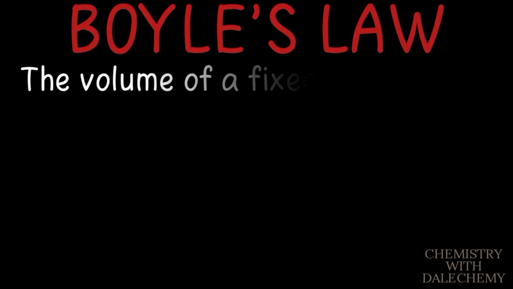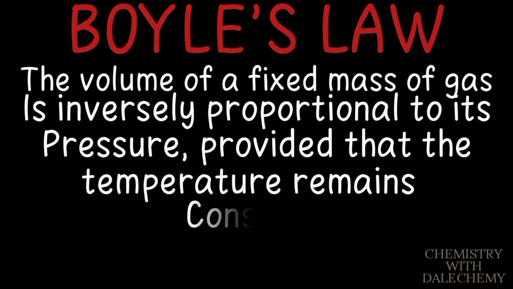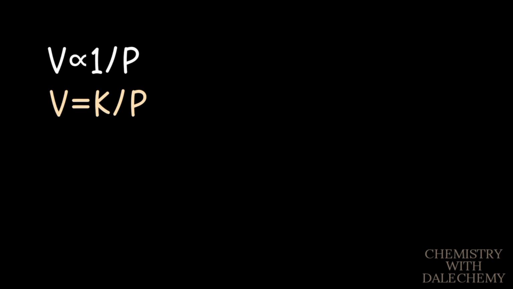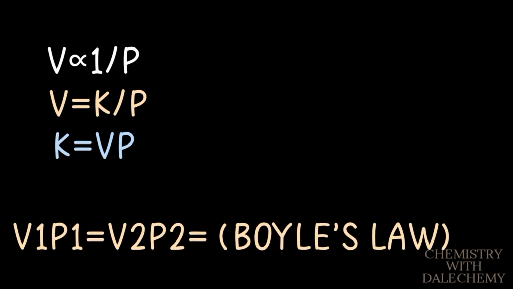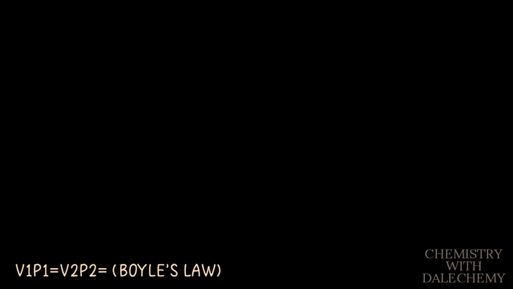So Boyle's law states that the volume of a fixed mass of gas is inversely proportional to its pressure, provided that the temperature remains constant. So the mathematical interpretation of this is as follows. V is inversely proportional to P, then V is equal to K over P, then K is equal to VP when you cross multiply. Then you have V1P1 equals V2P2. So that's the first equation in this lesson that you have to note.